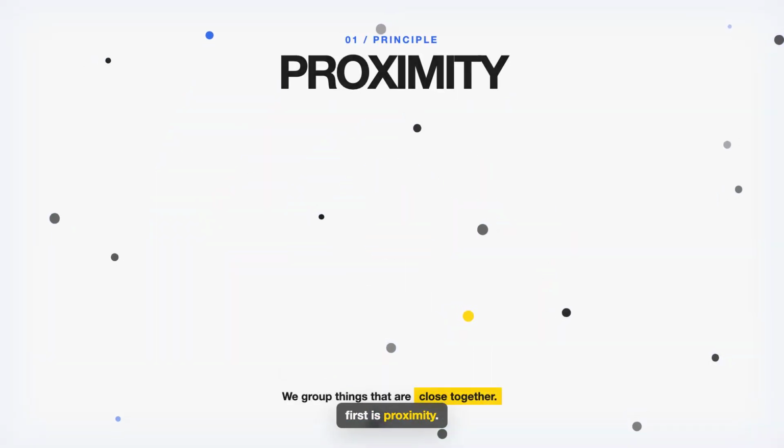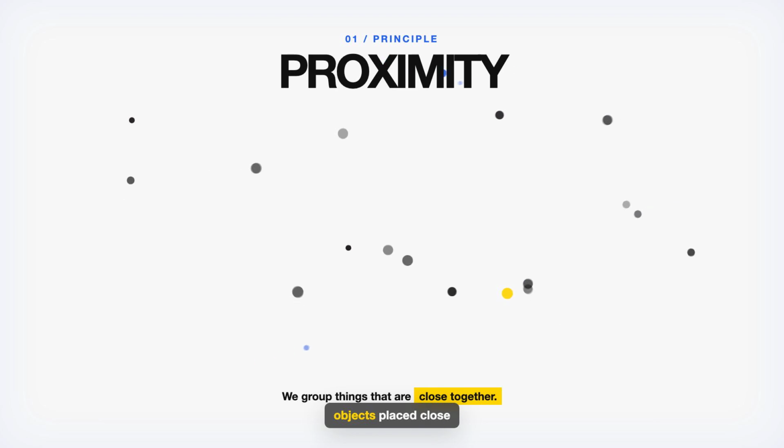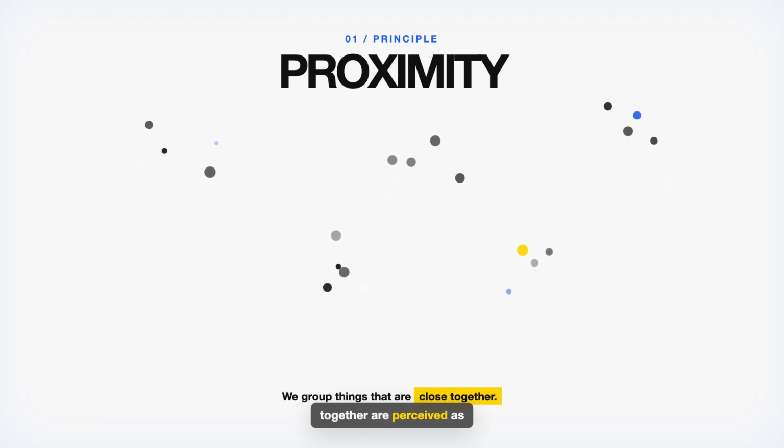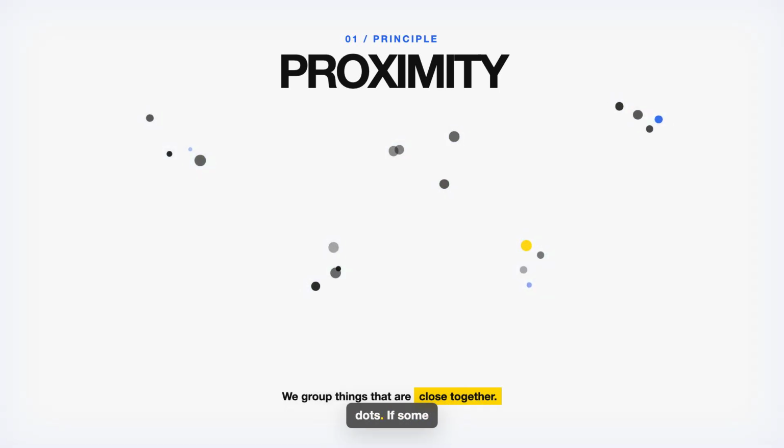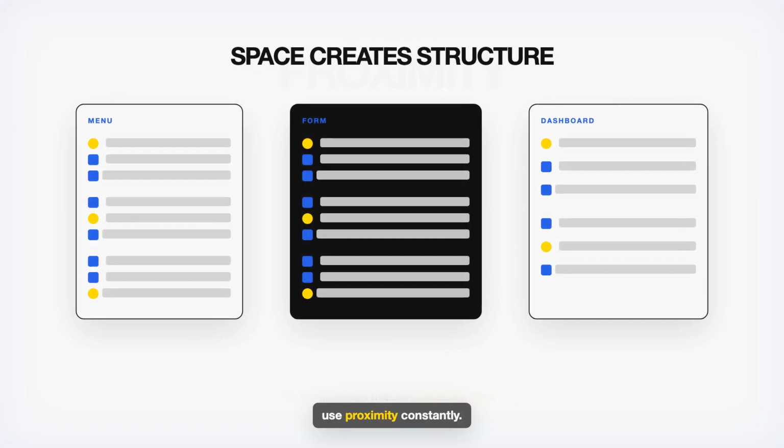The first is proximity. Proximity states that objects placed close together are perceived as belonging together. Imagine a page filled with dots. If some dots are grouped closely together, your brain instantly sees clusters rather than individual points. Designers use proximity constantly. Menus, navigation systems, forms, dashboards. Grouping related information makes interfaces easier to understand.